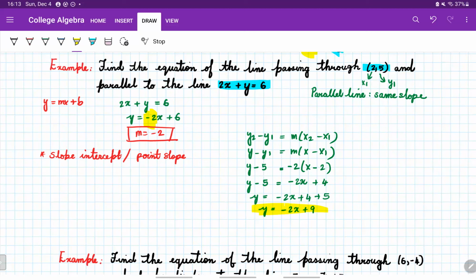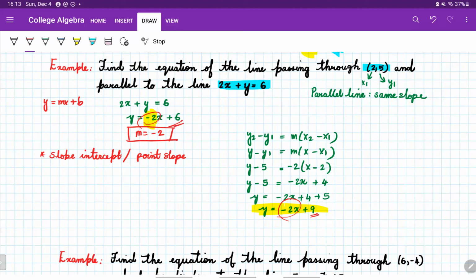plus y equals 6. So again, how do we verify this? First thing, we see that both the m's are the same. When you look closely here, we have the same m's, which is negative 2. Their y-intercepts are different, making them parallel.